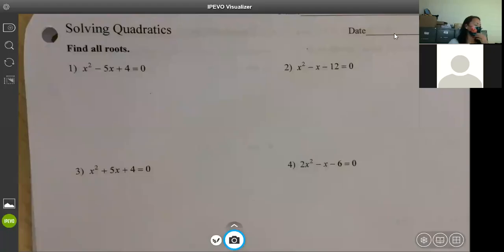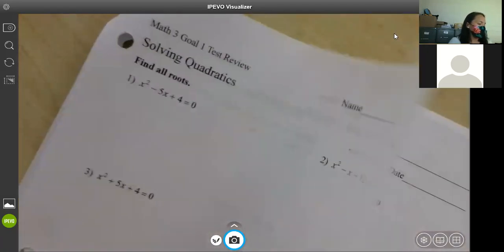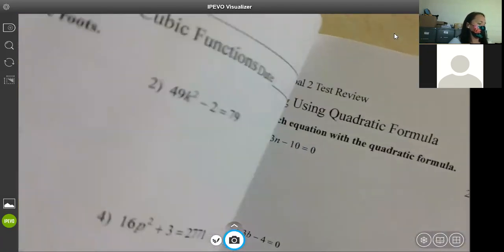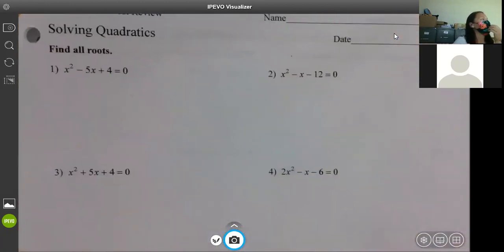And record. You do have 3 goals tomorrow. The first one is just solving quadratics. The second one is taking the square root and cubic functions, and the last one is solving with quadratic formulas. So again, when you're working on this, if you can solve it a different way, that's perfectly fine.